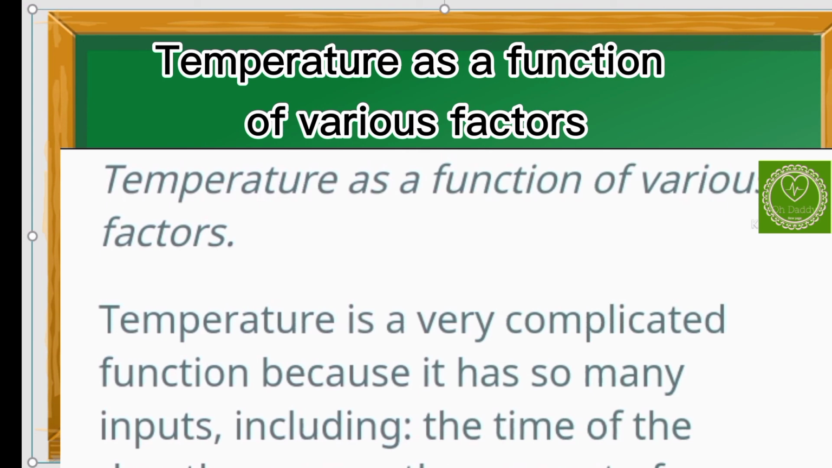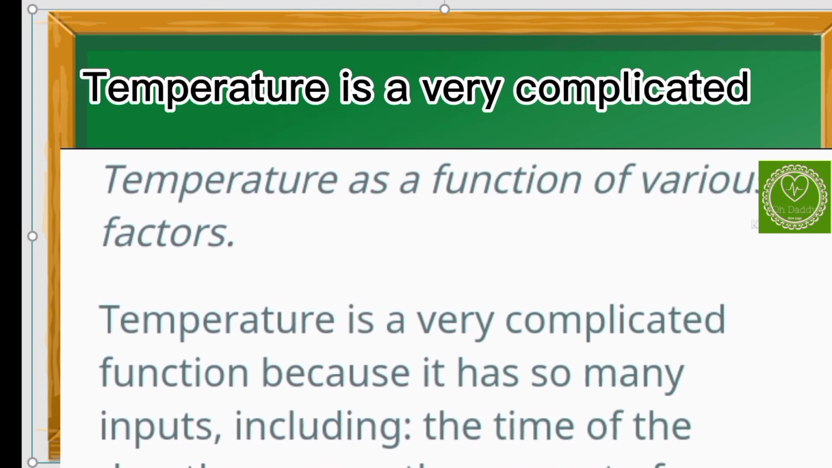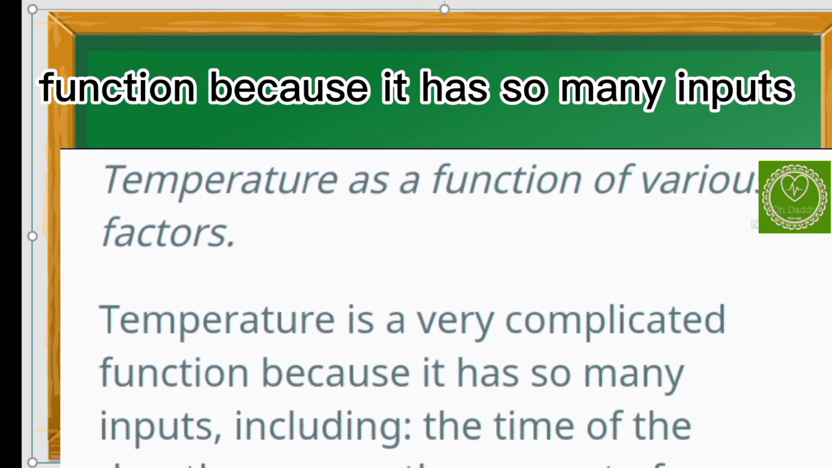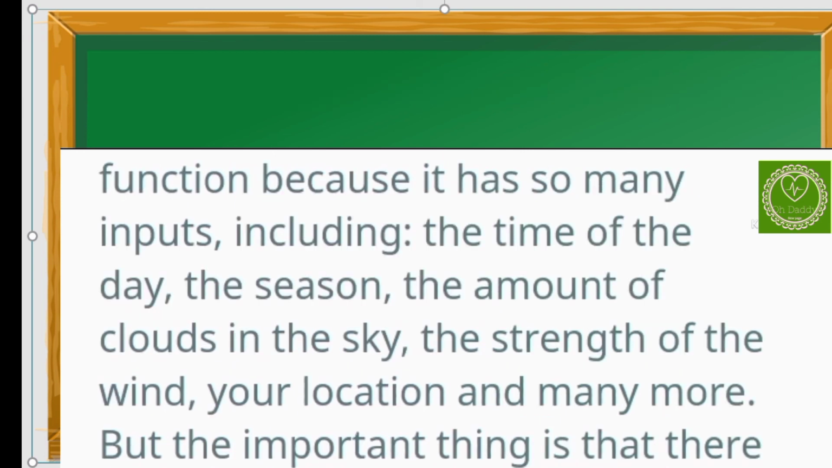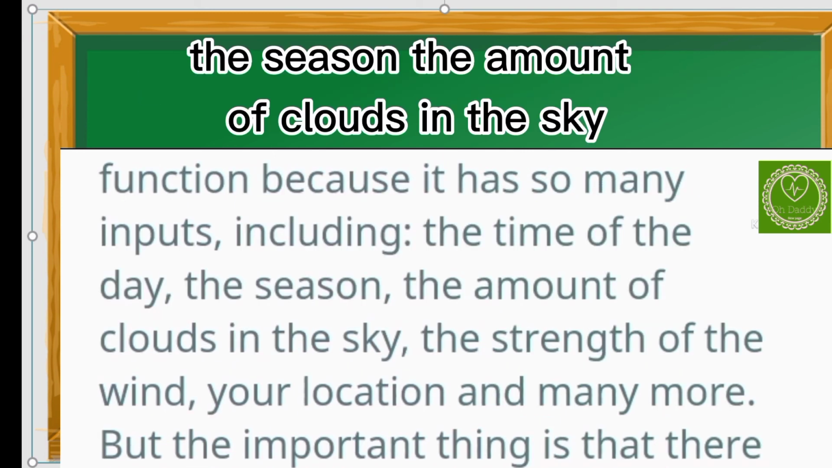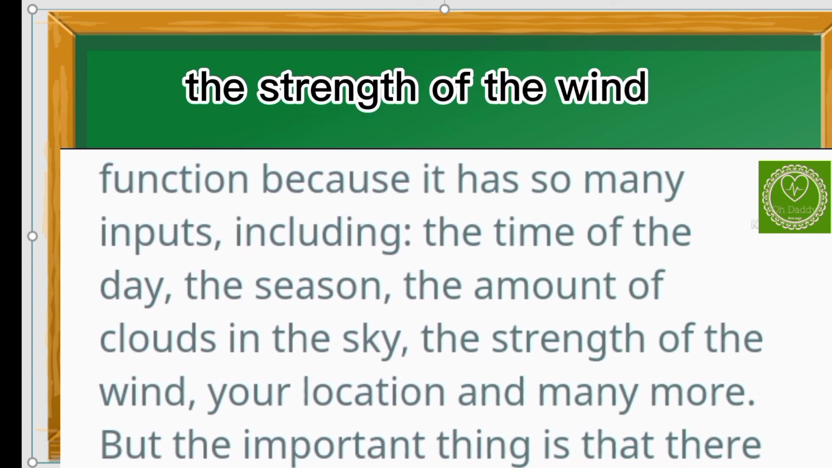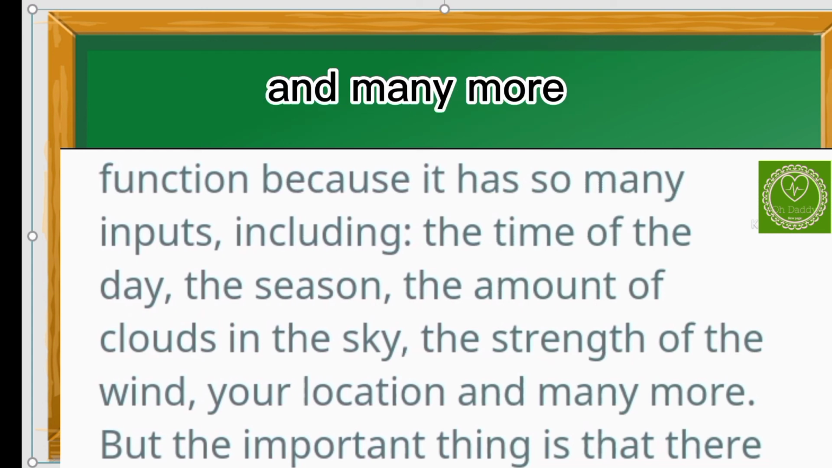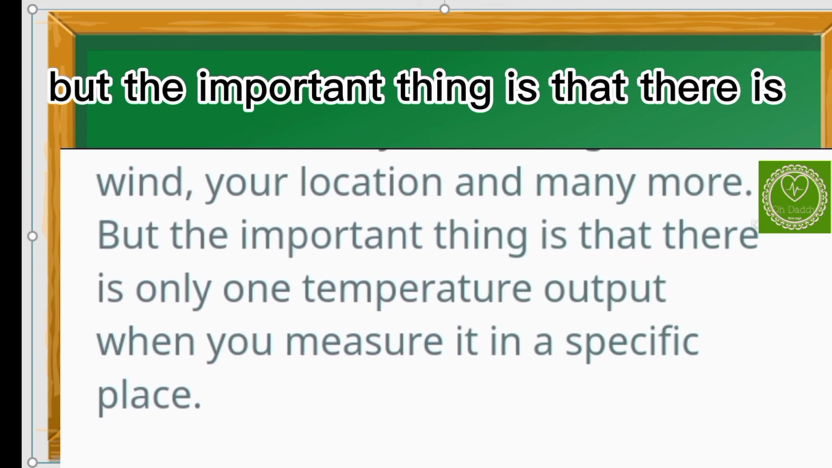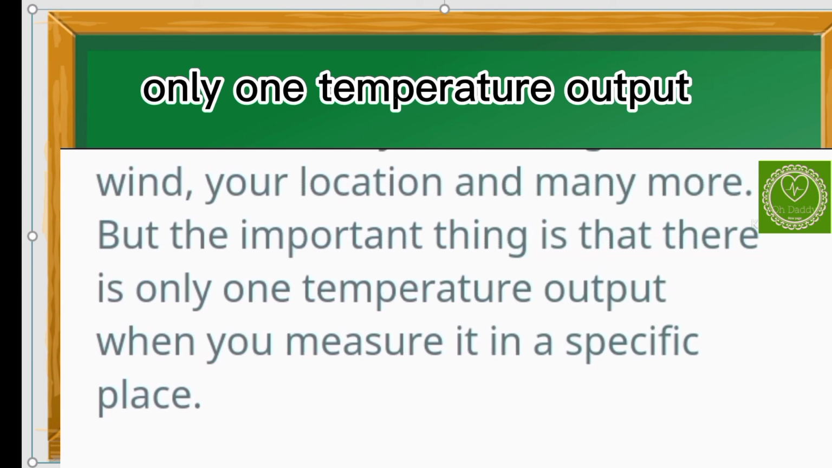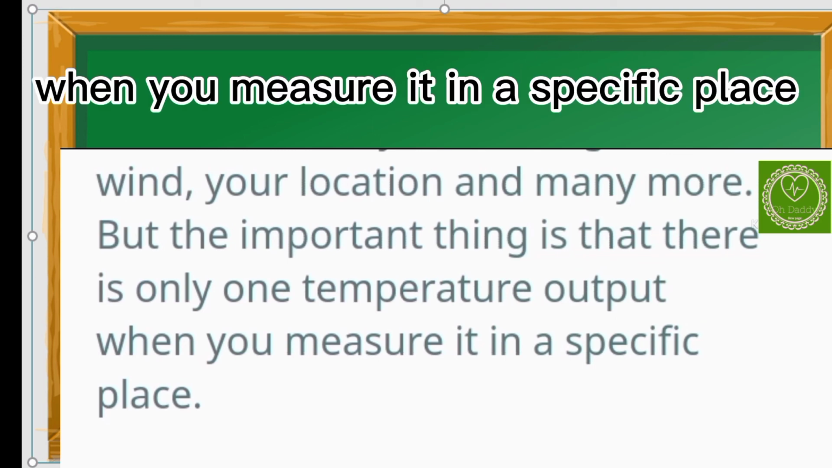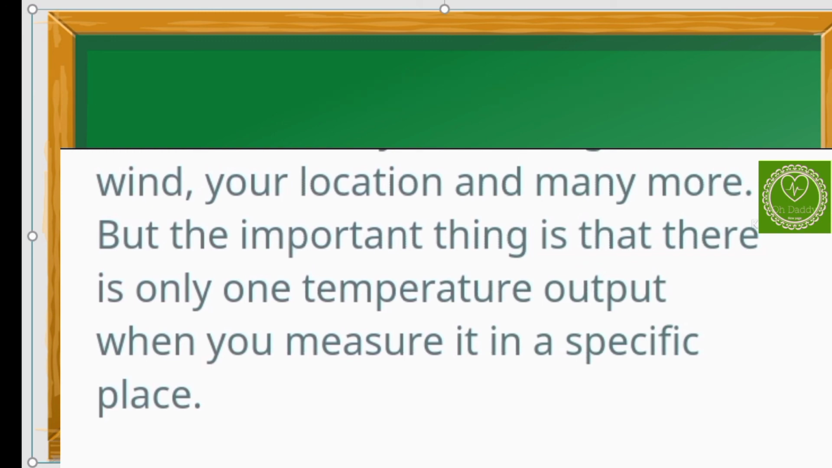Temperature as a function of various factors. Temperature is a very complicated function because it has so many inputs, including the time of the day, the season, the amount of clouds in the sky, the strength of the wind, your location, and many more. But the important thing is that there is only one temperature out when you measure it in a specific place.